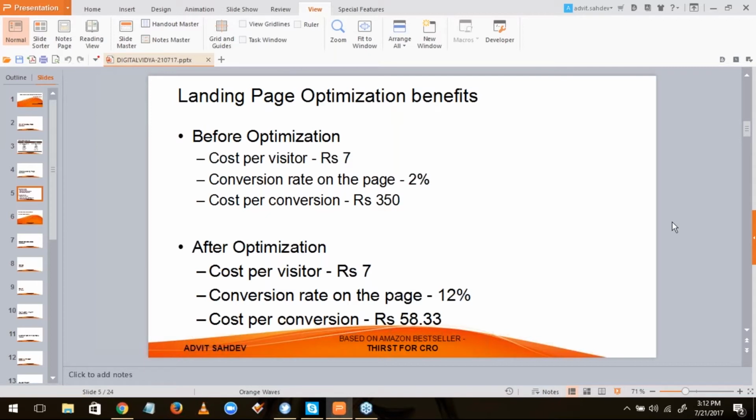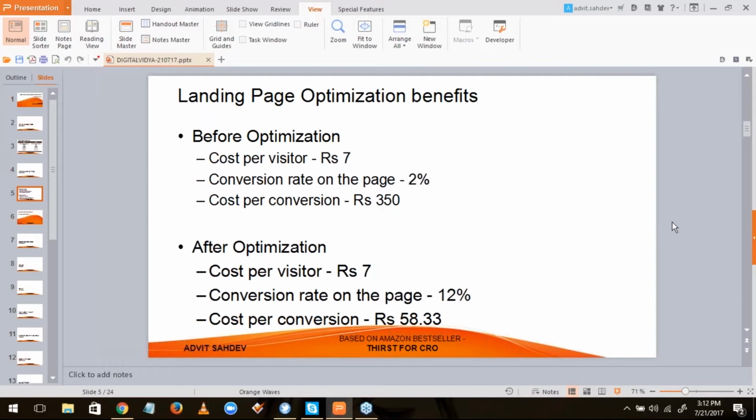Now let's look at a very simple example of what is the benefit of optimizing a landing page. Let's look at one example before optimization. Let's say the cost per visitor was 7 rupees. Which means due to paid advertising or any other method, the cost per visitor came out to 7 rupees. Conversion rate on the page was 2%, which means 2 out of every 100 visitors convert.